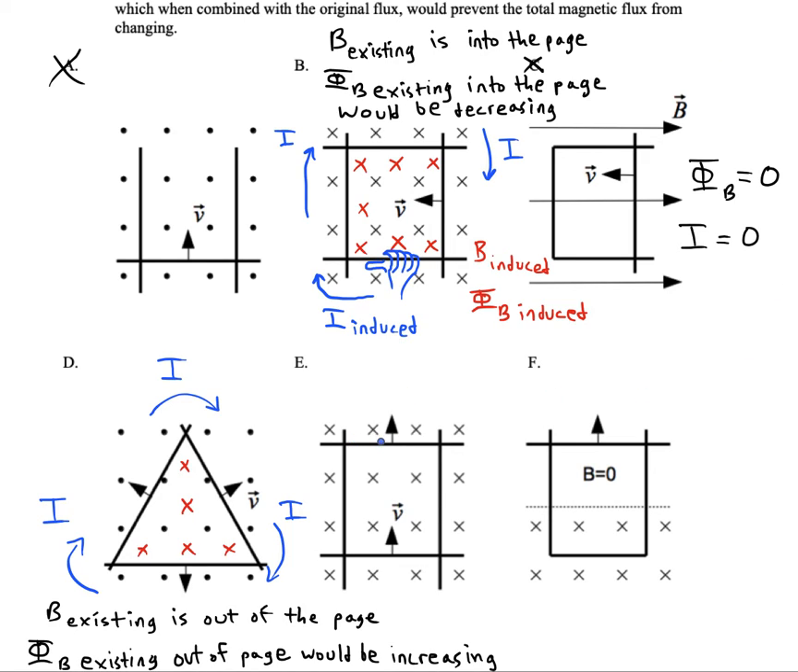In E, we see that the magnetic field is constant, but the area is not changing, and the angle between the field and the area is not changing. So there's actually no change in flux in this situation. This tells us there won't be an induced current in this situation, and that matches with what we had found in the previous video.